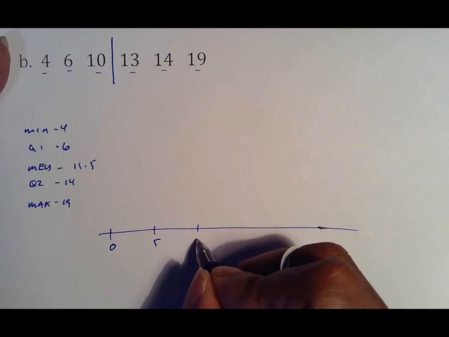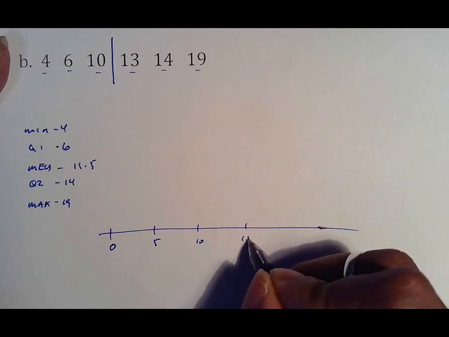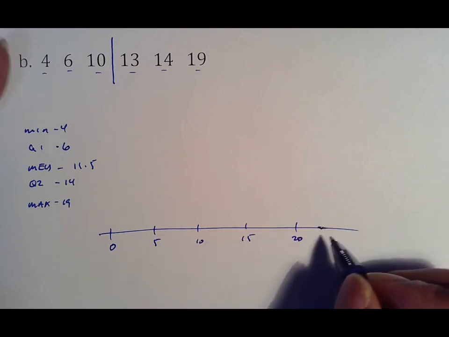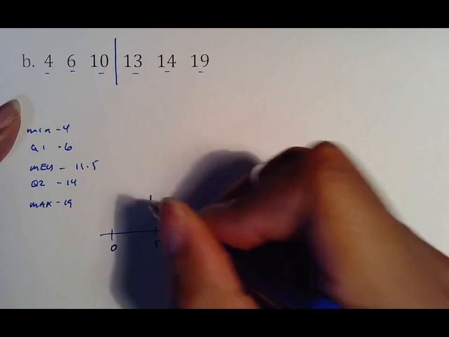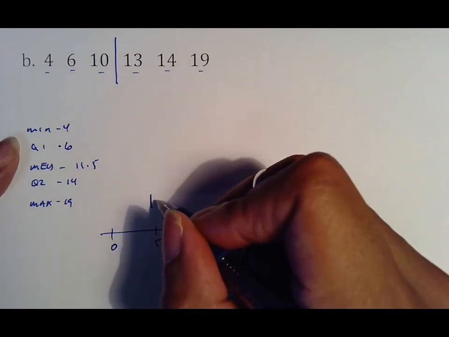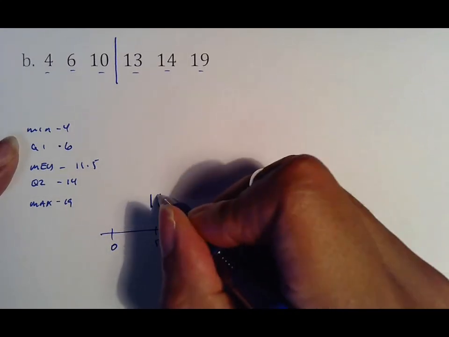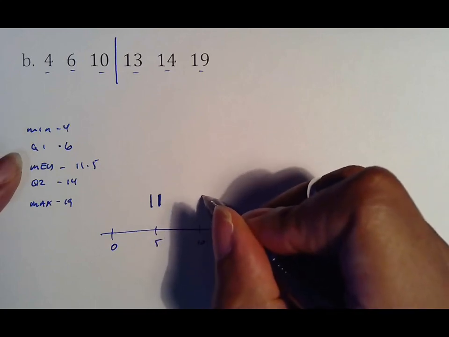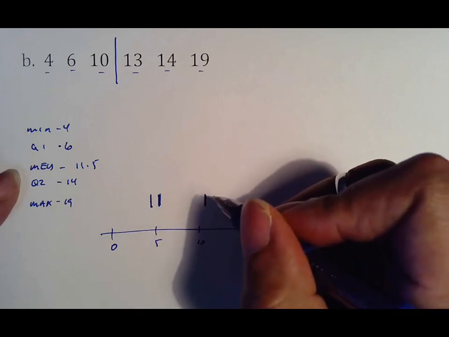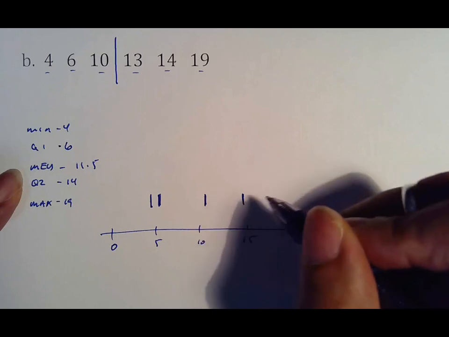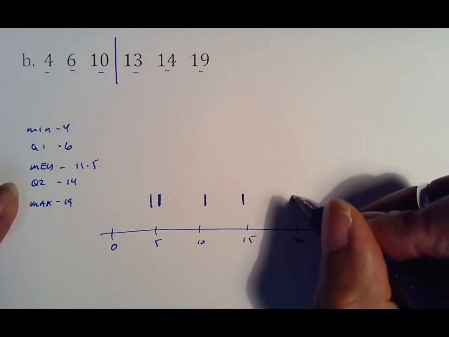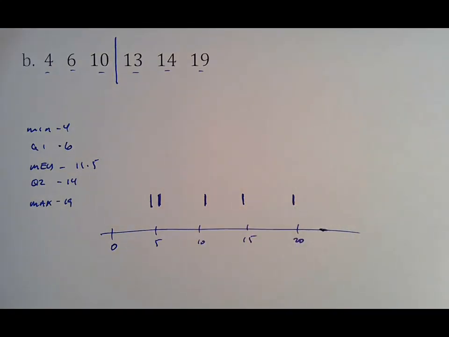But I only have to go up to 20. And again, your minimum's 4, so put a line about where 4 would be. Quartile 1 is at 6, so I'll put a line about here. 11.5, which is slightly past 10. Doesn't have to be perfect. 14, which is slightly behind 15, and 19, which is right in front of 20.